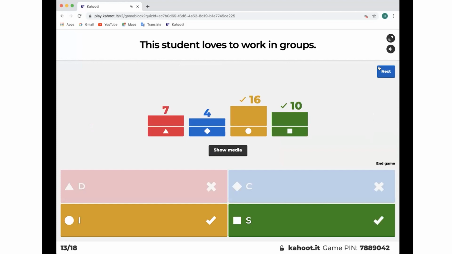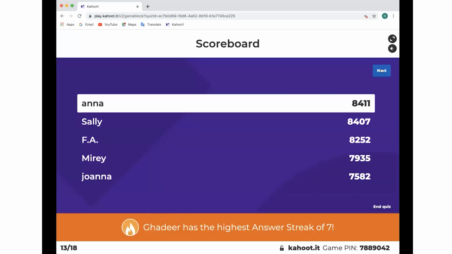Absolutely. Both I's and S's love to work in groups. D's will if they are getting results. C's absolutely hate working in groups. They'll get their parents to try to get them out of groups. C's do not like working in groups. They like independence.